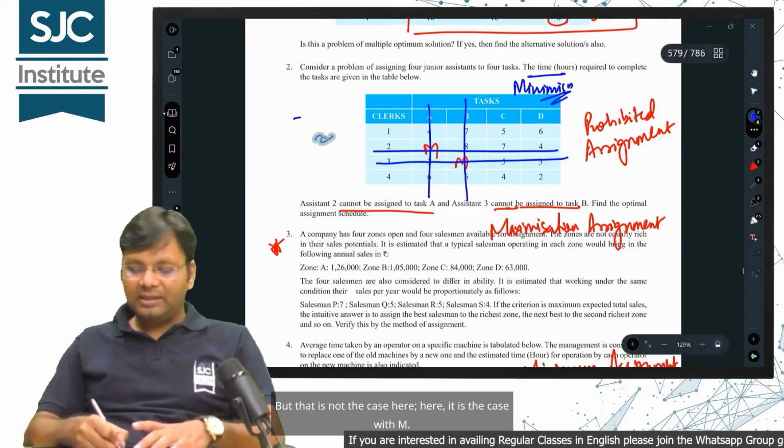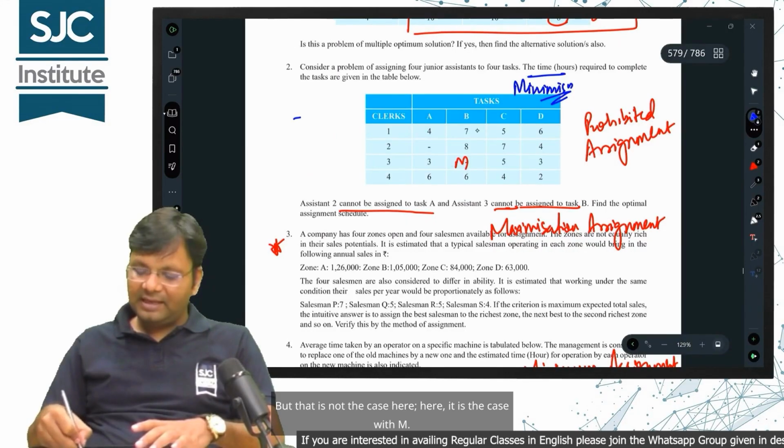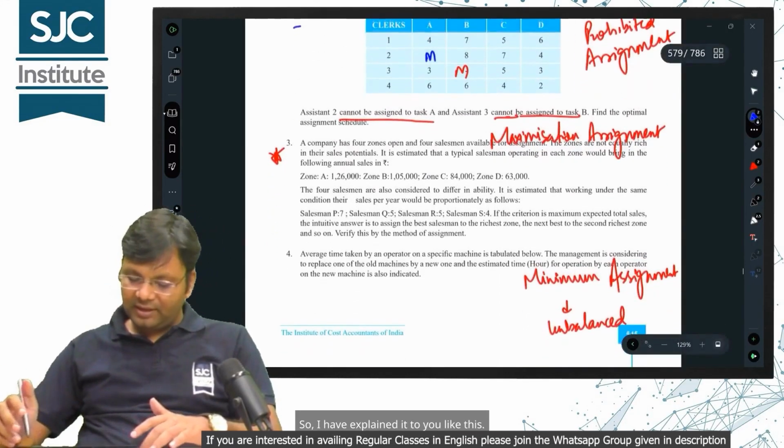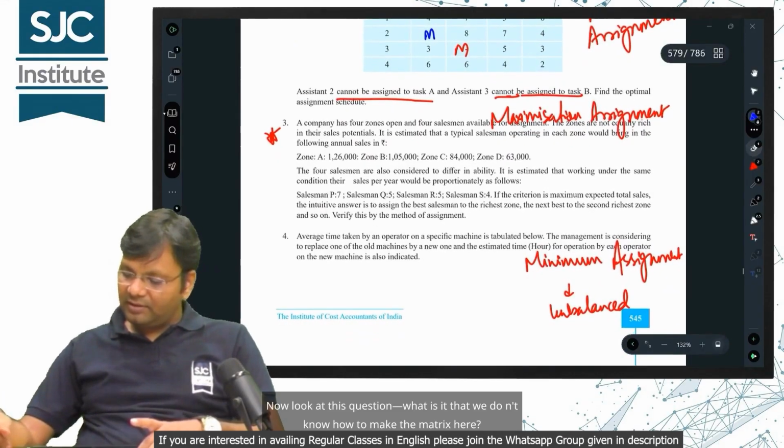But that is not the case here. Here, it is the case with M. So, I have explained it to you like this. Now look at this question.